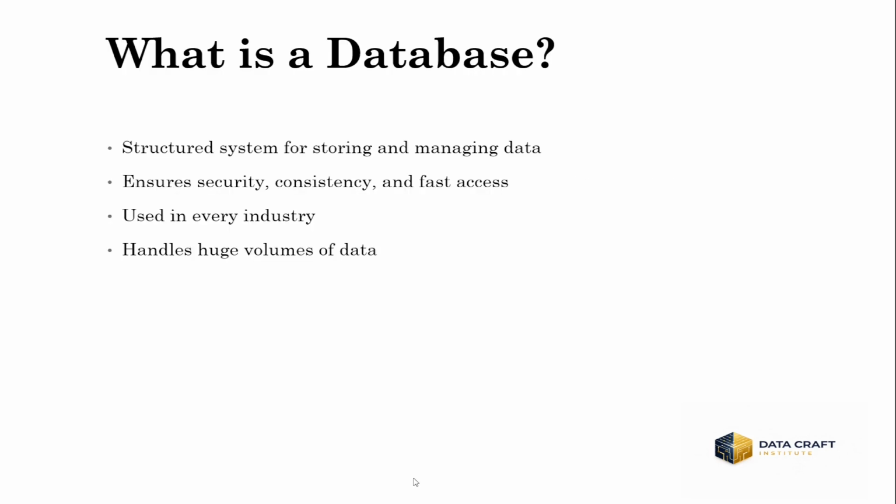What is a database? A database is simply a structured system used to store and manage data. Every app you use, be it a banking application or streaming application, stores its data in a database. The goal of a database is to store information in an organized and reliable way, and then allow us to retrieve it quickly whenever we need it. So a database is a structured system for storing and managing data, ensures security, consistency, and fast access, is used in every industry, and handles huge volumes of data.